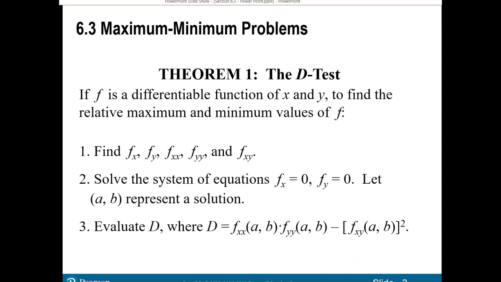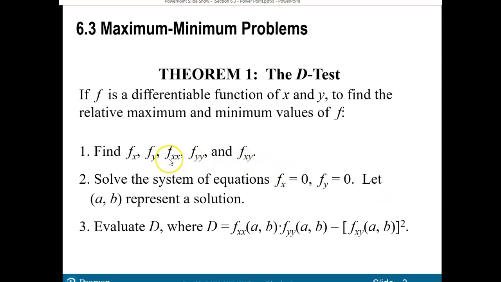Okay, so how do you locate those points is the next part. So we use Theorem 1, which is called the D test. Okay, there's a formula for calculating a number D, and based on the value of that number and your partial derivatives, you can determine maxes and mins. If f is a differentiable function of x and y, to find the relative maximum and minimum values of f.